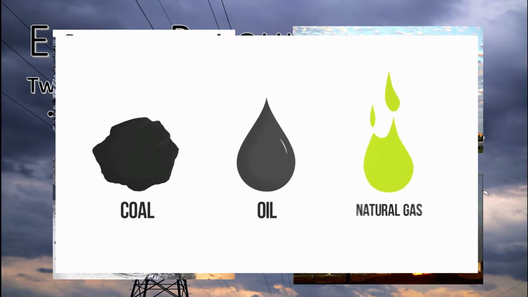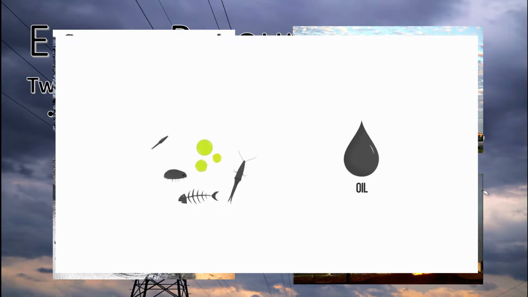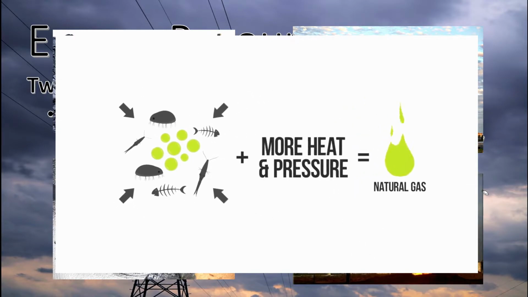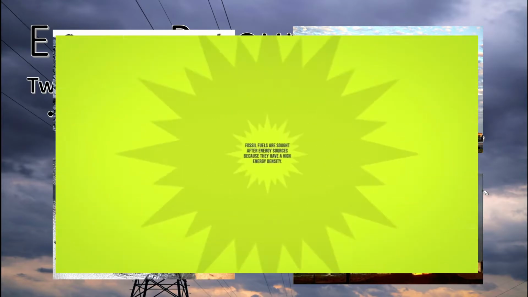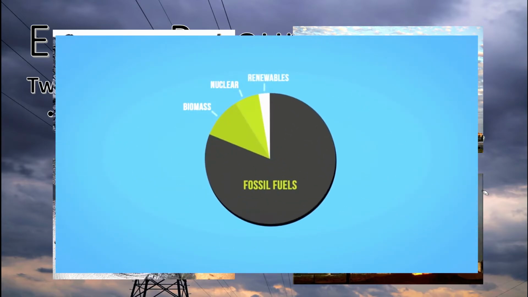There are three major types of fossil fuels: coal, oil, and natural gas. Coal was formed from ferns, plants, and trees which hardened due to pressure and heat. Oil was formed from small organisms like zooplankton and algae, where pressure caused the more complex organic matter to decompose. Natural gas was formed by the same process as oil, only it was exposed to more heat and pressure, causing it to further decompose and turn into a gaseous form. Fossil fuels are sought-after energy sources because they have a high energy density. They are the world's dominant energy source.